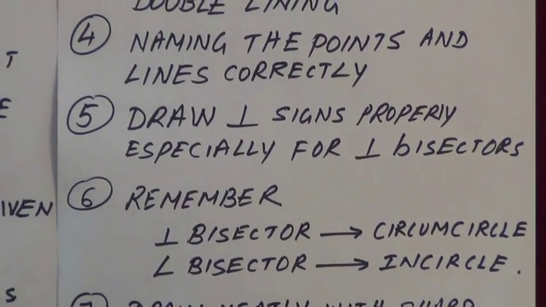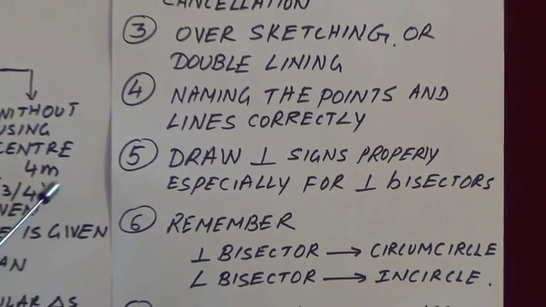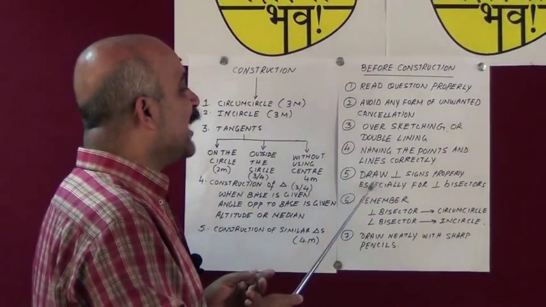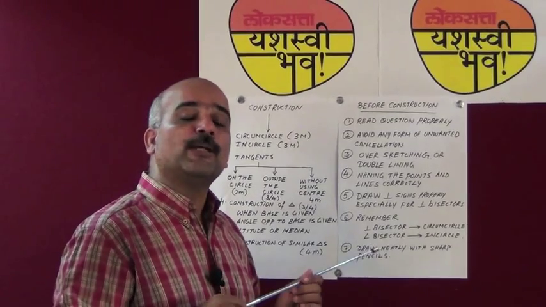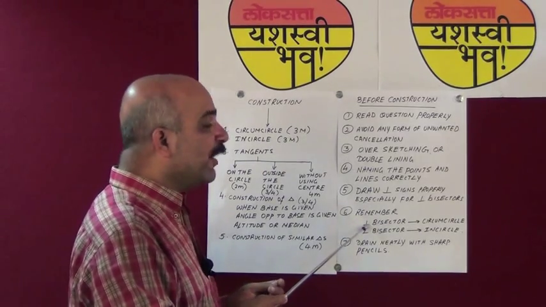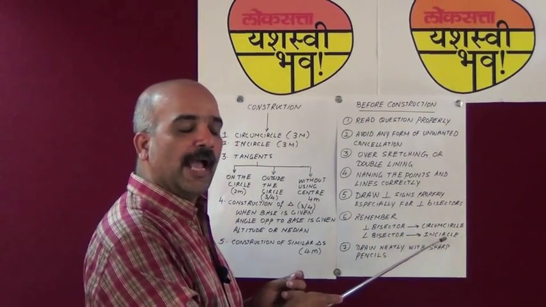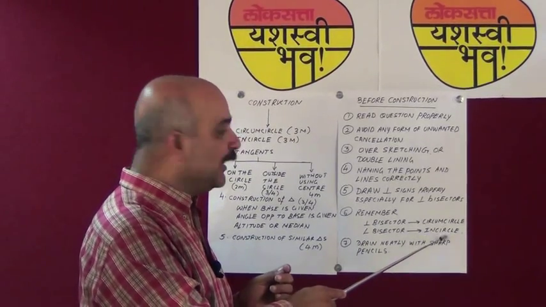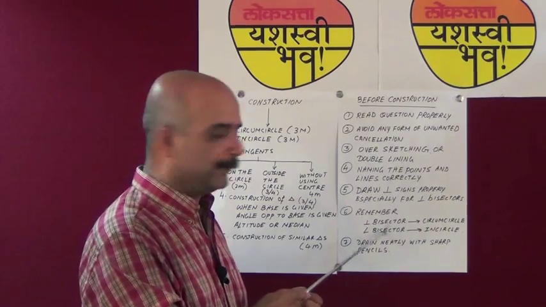Naming the points and lines correctly. This is something which is important. After drawing the constructions, see to it that you have named all the points or the lines, and the measurements of the lines are properly and clearly mentioned. Draw perpendicular signs, especially for perpendicular bisectors. Now this is another common mistake that is observed. You forget to mark the perpendicular signs or the perpendicular bisector signs. Remember, whenever you are supposed to draw a circumcircle, you have to draw a perpendicular bisector. And whenever you have to draw an incircle, you have to draw angle bisectors. Students commit a mistake here. When they are told to draw the incircle, they sometimes commit the mistake of drawing the perpendicular bisector. So please see to it, this is a very common mistake which is normally observed.